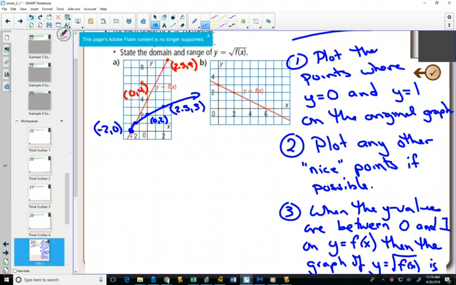State the domain and range. Domain for this one, x is bigger than or equal to -2. Our range for this one, y is bigger than or equal to 0.